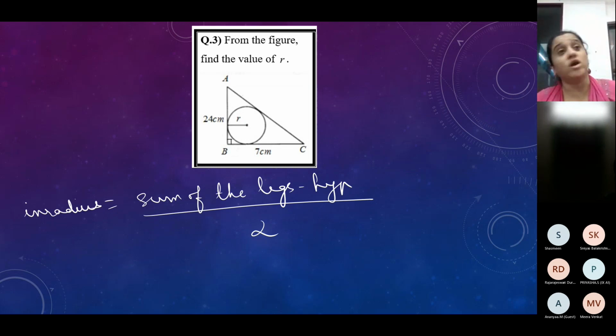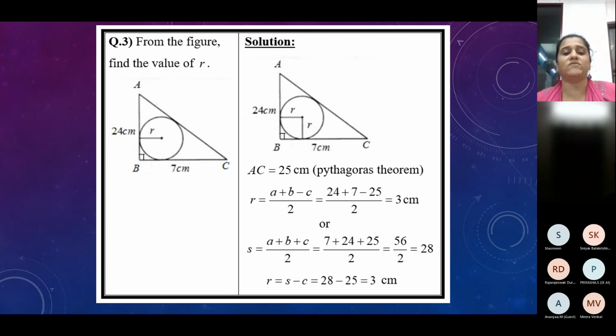A and B are the legs, not any two sides. C is the hypotenuse. Sum of the legs minus hypotenuse by 2. So the inradius is equal to sum of the legs minus hypotenuse by 2. Legs are 24 and 7, minus hypotenuse, we found 25. It's not given; we find it using Pythagoras theorem, by 2.